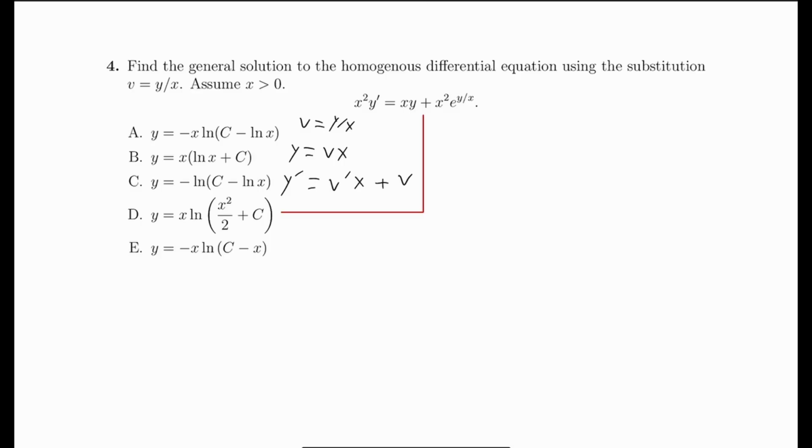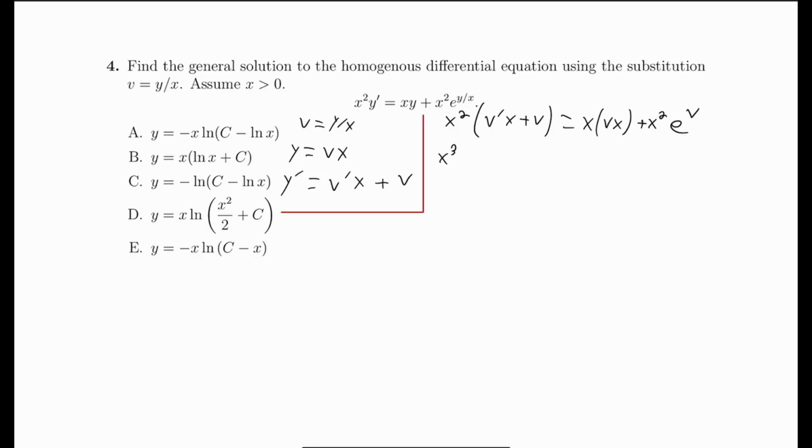We can go straight to plugging that in now to the differential equation. So x squared times y prime we just found is v prime x plus v. And that is equal to x times y, which is vx. Again, just pulling from substitutions right there. Plus x squared e to the y over x, which is v. So let's distribute both sides.